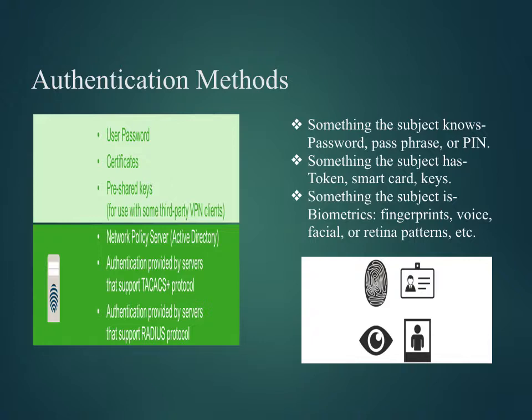Some of the other methods include authentication by a common method, which is two-factor. The use of two-factor uses information from two different items that must match up before you are authenticated as a user. They are typically something that the subject knows, like a password, passphrase, or PIN; something that the subject has, like a token, smart key, or keys; or something that the subject is, which is biometrics: fingerprints, voice, facial or retina patterns.